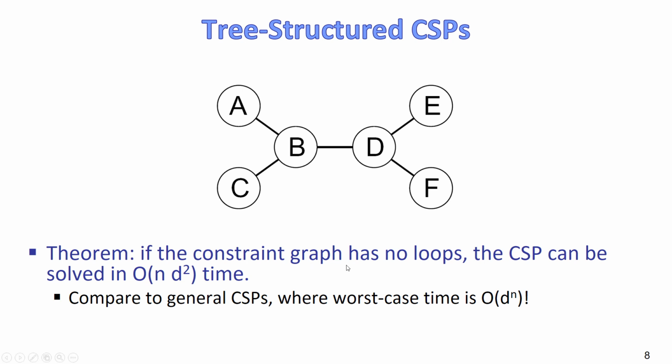Now the claim here is that if the constraint graph has no loops, which means that it is tree structured, then the CSP can be solved in order n d squared. Only d squared, and comparing this with d to the power n, of course, again, there is a huge difference, a huge gain in efficiency.